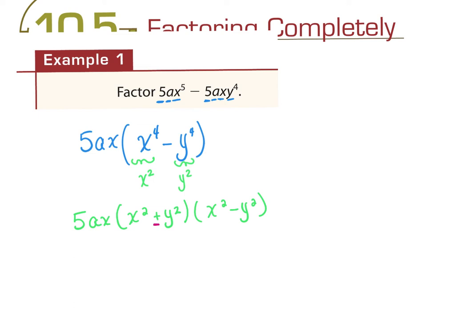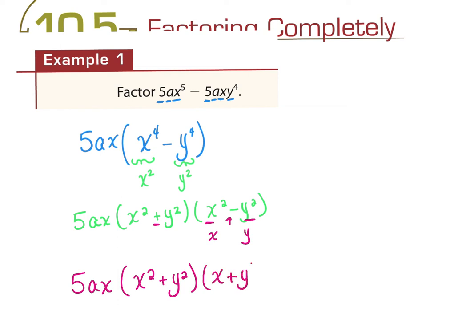But that second group there is yet again a special case. We have a perfect square, and a subtraction. What's the square root of x squared? What's the square root of y squared? And so I have my 5ax, I have my x squared plus my y squared, and then I have x plus y, x minus y. That is factored completely.